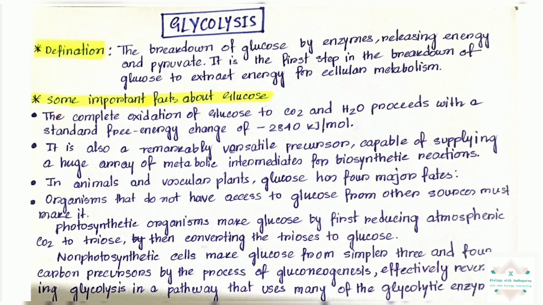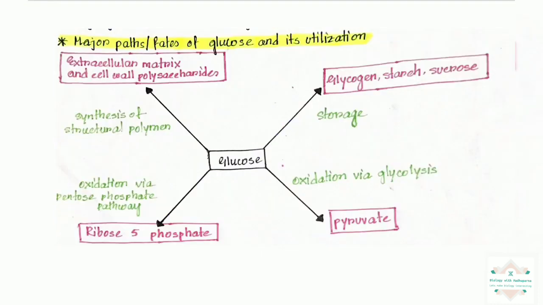So we will come to our next topic, which is the major fates of glucose and its utilization. Glucose has 4 main fates. What are those? First and the most important is oxidation via glycolysis, which will generate pyruvate. Second, glucose can also act as a storage. Glucose can be stored inside the body as glycogen, starch or sucrose.